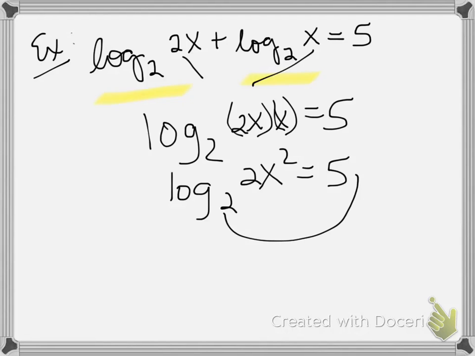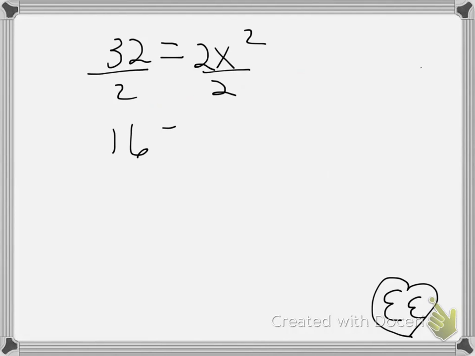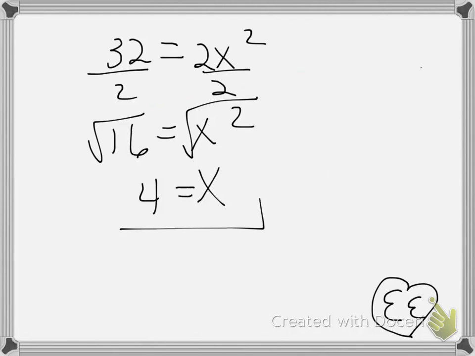Then I'm going to do 2 to the 5th equals 2x squared, which then gives me 32 equals 2x squared, because 2 to the 5th was 32. Then I'm going to divide both sides by 2, which is 16. And then I'm going to take the square root to get rid of that, so x is going to be 4. Not too bad.